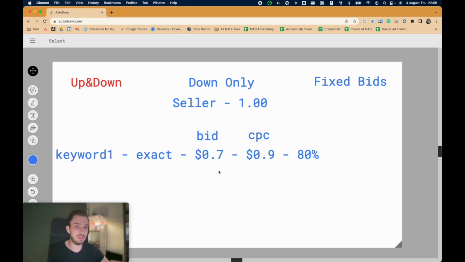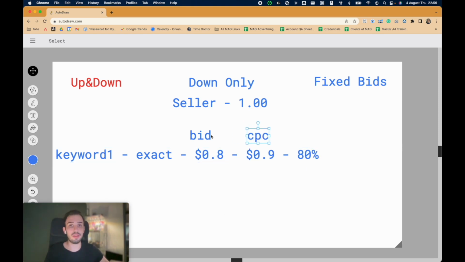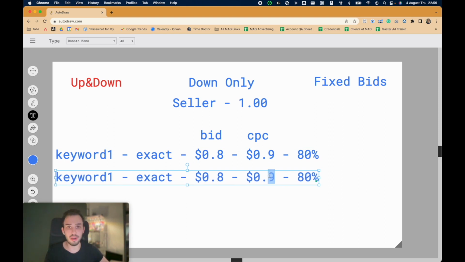So what's happening here is, let's say that again our bid is $1, our cost per click is 0.9, and I just want to control my ACOS. Now what I'm going to do is lower it to 0.8. Now my bid is 0.8, my cost per click is 0.9. But if we check the keywords after some time, we'll probably see that our cost per click will be less than 0.8. It can even be 0.79. But we definitely know that it will be something less than 0.8.